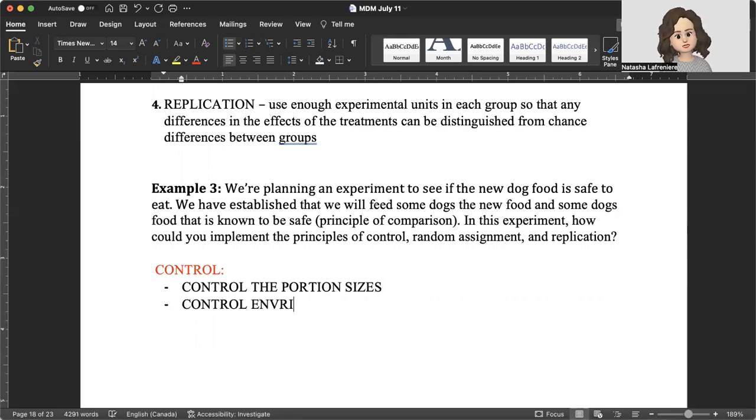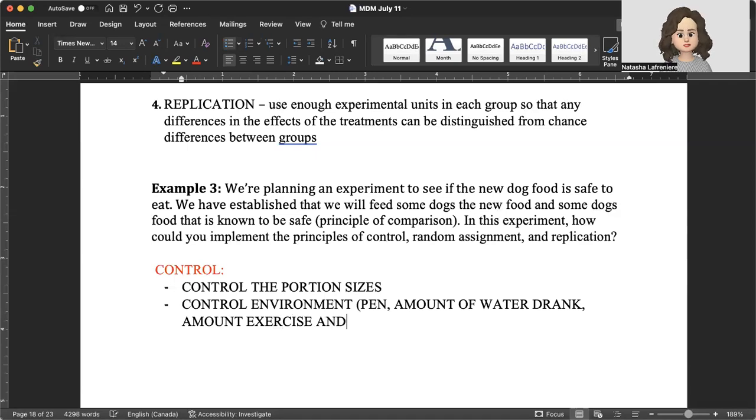Control the environment. So pen, amount of water drank, amount of exercise, and sleep. Restrict the experiment to a single breed of dog.